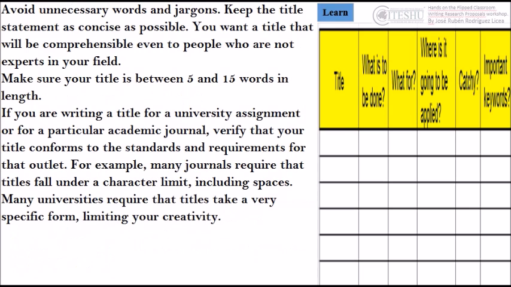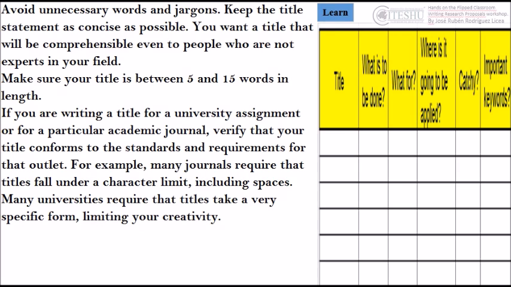Avoid unnecessary words and jargon. Keep the title statement as concise as possible. You want a title that will be comprehensible even to people who are not experts in your field. Make sure your title is between 5 and 15 words in length.